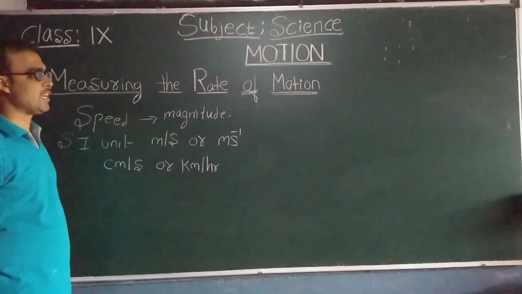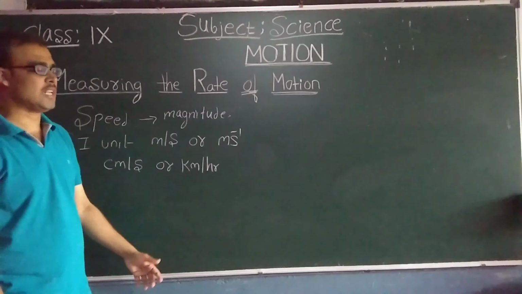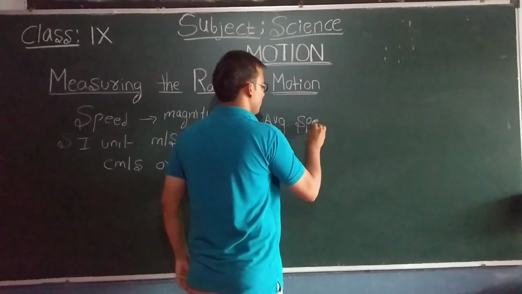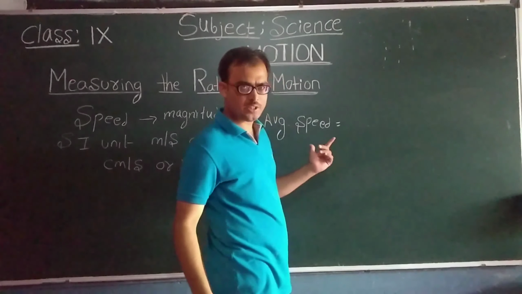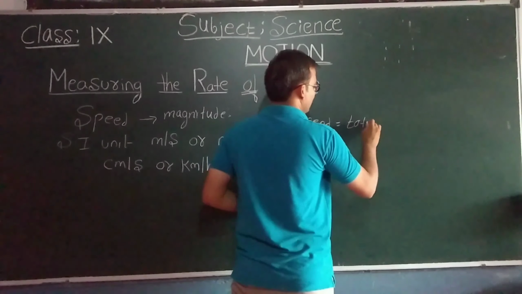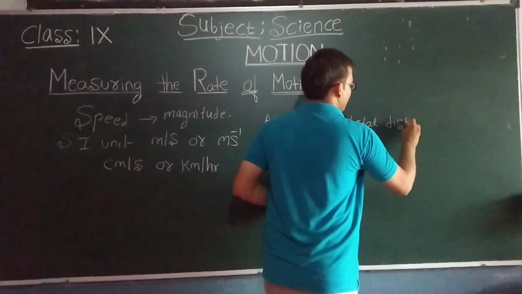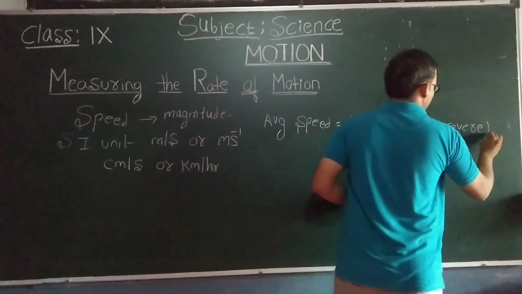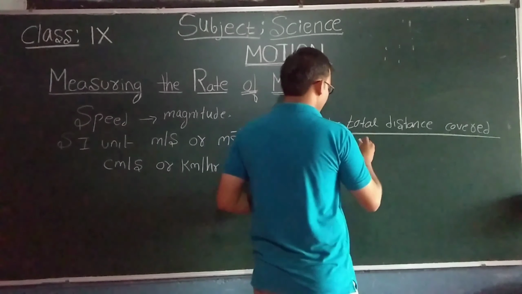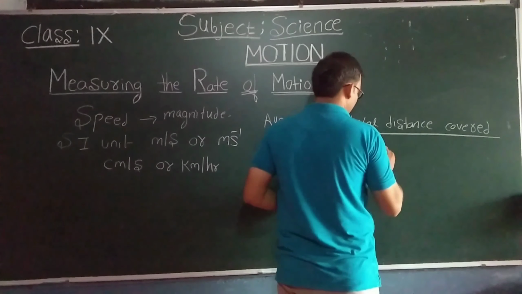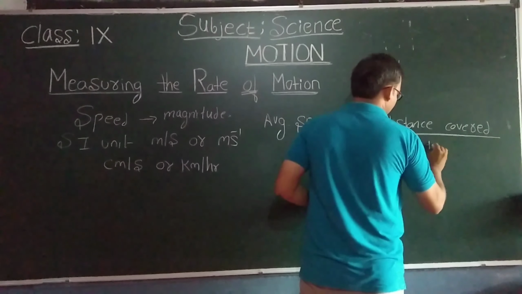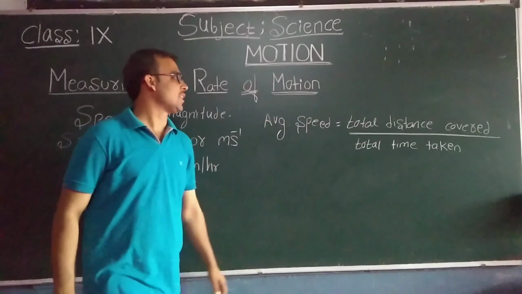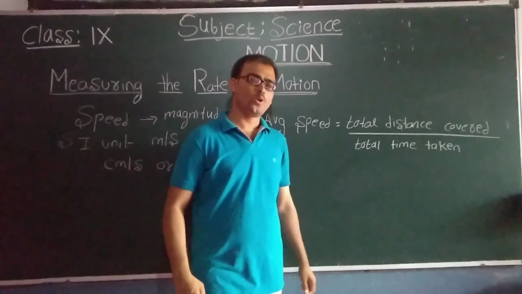So how is speed calculated? How is the speed of an object calculated? Average speed is equal to total distance covered by total time taken. Speed is calculated by total distance covered divided by total time taken.